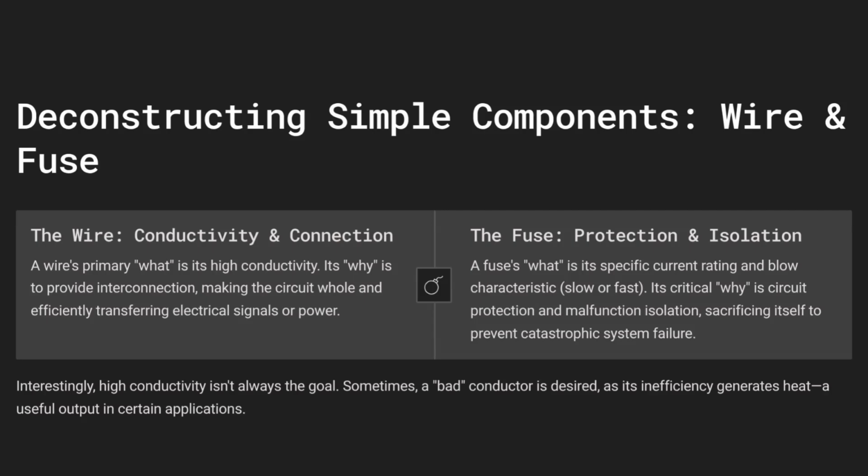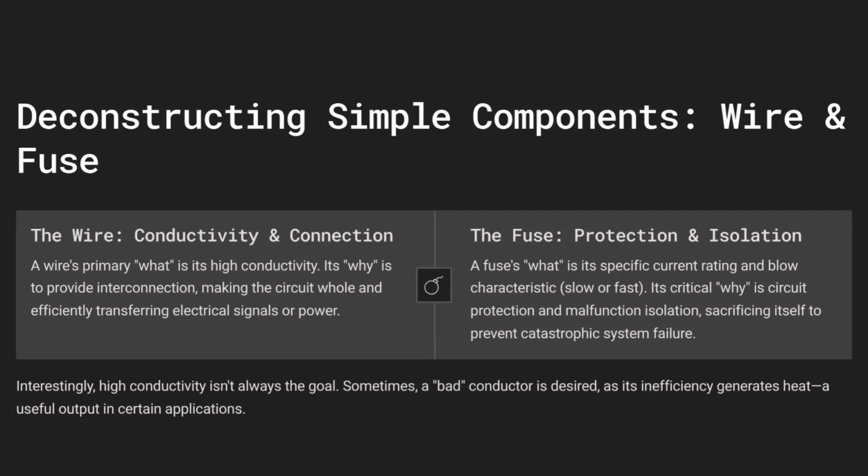But, and this is interesting, the sources pointed out that high conductivity isn't always the goal. Sometimes you might want a bad conductor. Why would you want that? Well, because that inefficiency generates heat. Yeah. And sometimes heat is the desired output. Okay, that makes sense. So for a normal wire, the why is just interconnection, making the circuit whole.